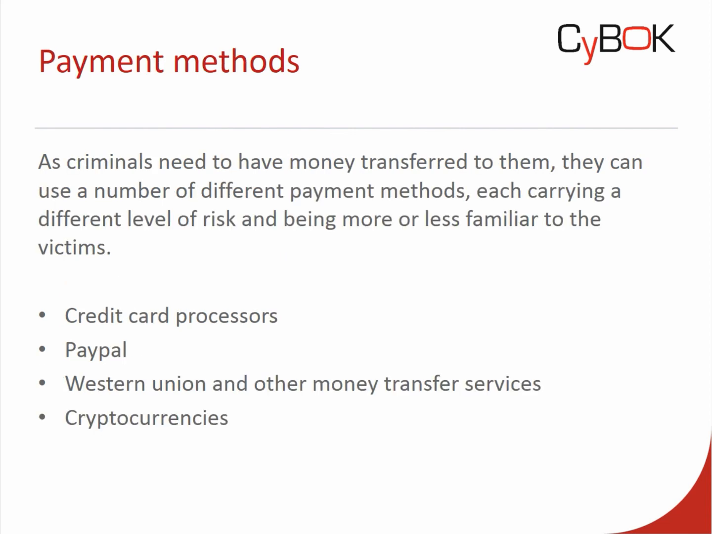And then, of course, another important element are payment methods. So criminals want to make money, and so eventually there need to be payments between victims and criminals for the operation to be sustainable. And to do that, the criminals have many different options. So they can use traditional payment methods like credit cards and traditional bank transfers.